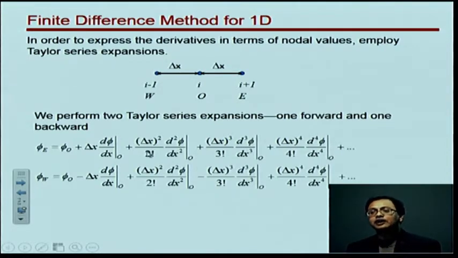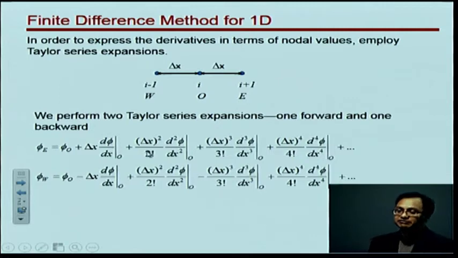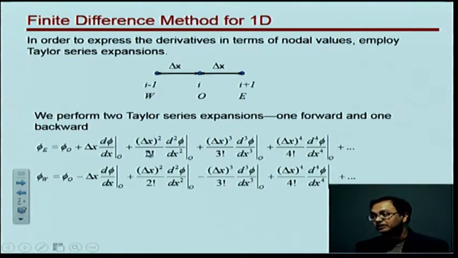So we are saying phi at the eastern node can be expanded about phi at node naught using a Taylor series expansion where I have phi naught plus delta x times d phi dx plus delta x squared over 2 factorial d squared phi dx squared, and so on. Similarly, we have a Taylor series expansion in the negative x direction, which gives us, as you can see, some of these terms come out to be negative.